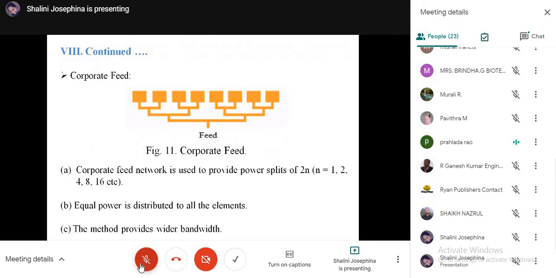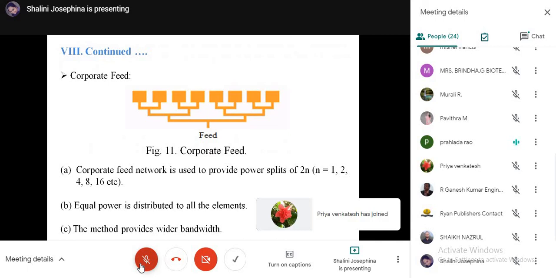Second method is your corporate feeding method. In the corporate feeding method, power is provided in the form of power splits of n equal to 1, 2, 4, etc. Like here the number of elements are 8. You can use a corporate feeding method for feeding elements in even numbers, like your 2, 4, 8, 16, 32, etc. An advantage of this method is that equal power is distributed to all the elements, unlike in the series feeding method. It also provides wider bandwidth than the series feeding method.